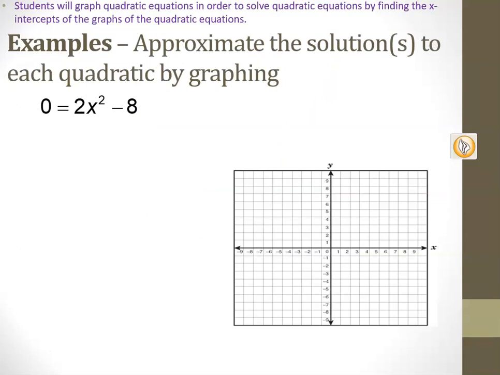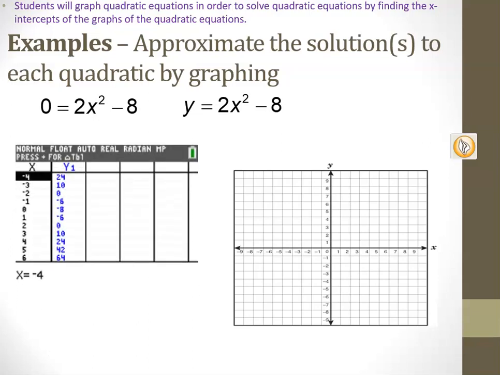So what we want to do here is type this into our calculator as y equals 2x squared minus 8. And then I'm going to the table to get some values to plug in. So I just went to my table and I went up to -4. Now I'm going to plot some points. So at -3 I had 10. At -2 that's 0. That's one of my answers.